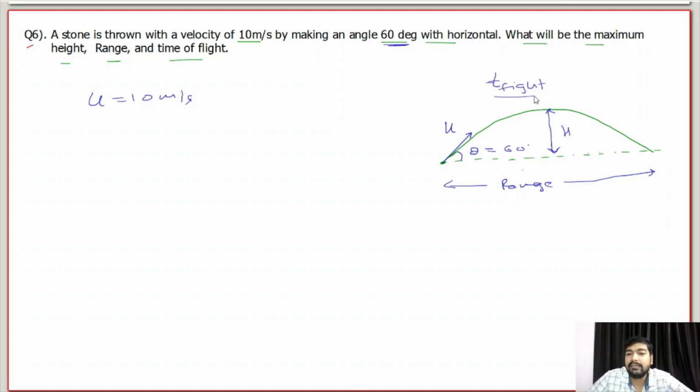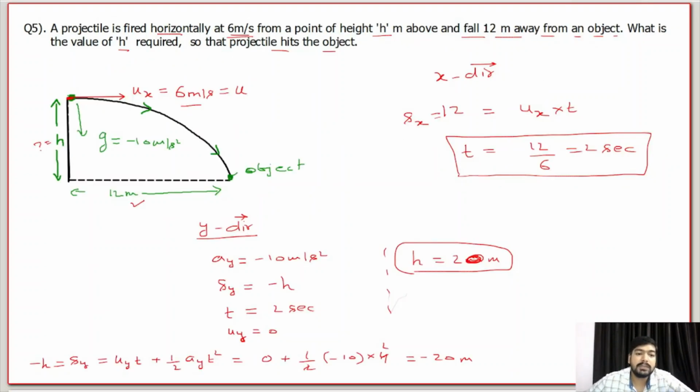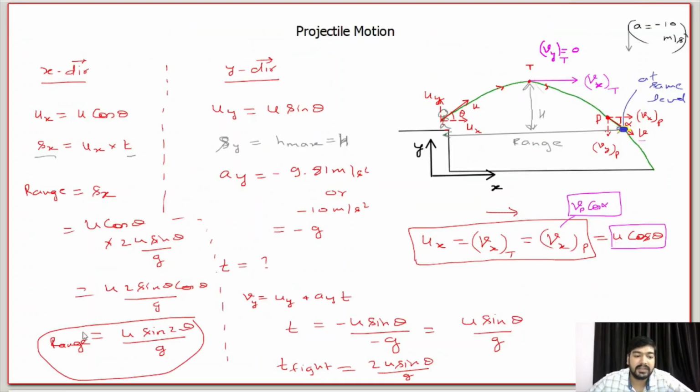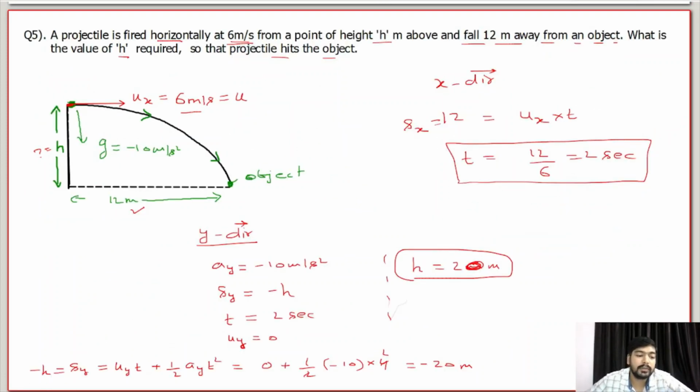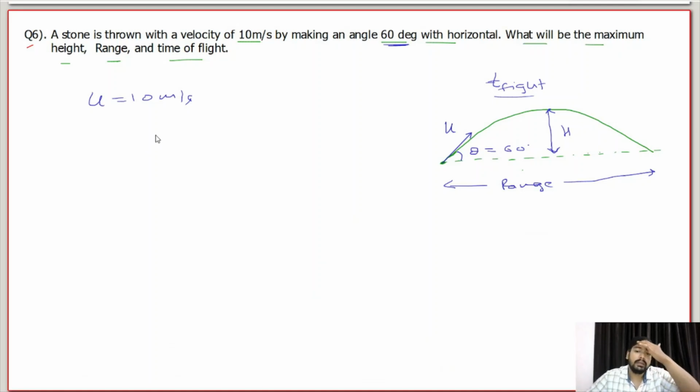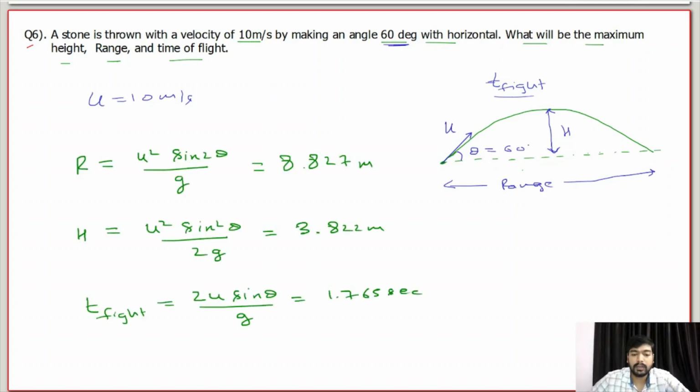It's all we have seen just before. Here, this is the range, this is the time, right? And this is the maximum height. Okay, just put the values of u, g, and theta. You will get the answer from here. So these are the answers for your reference.